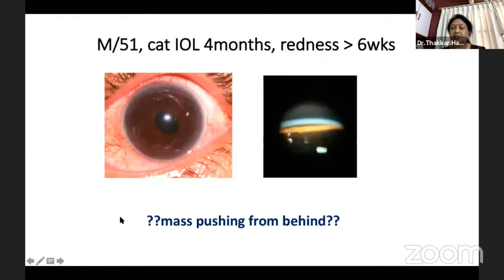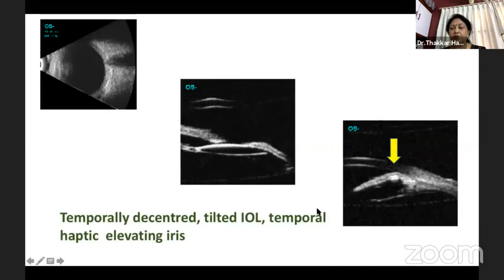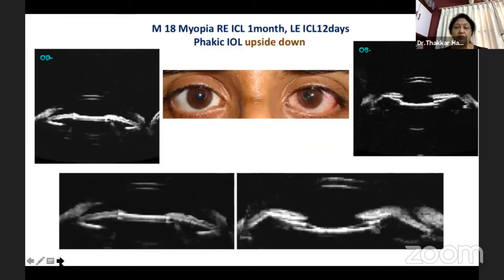In this patient, in certain quadrants, the angle was narrow, and UBM showed that the iris is being pushed by the haptic of the lens on one side.